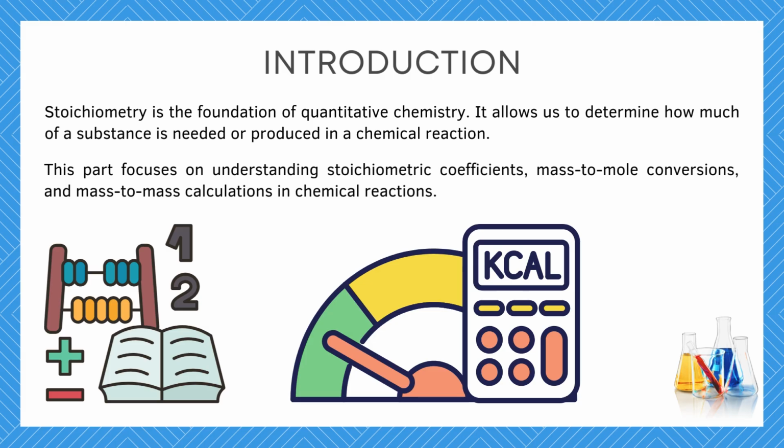Let me start by saying stoichiometry basically is the foundation of quantitative chemistry. It allows us to determine how much of a substance is needed or produced in a chemical reaction. I will always make this reference to the recipe for a meal you want to cook. That recipe tells you how much of an ingredient you need to add to get a particular result. In much the same way, stoichiometry tells you how much of an ingredient, or a reactant in this case, is needed to produce a particular effect in a chemical reaction.